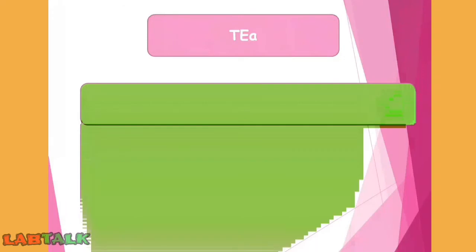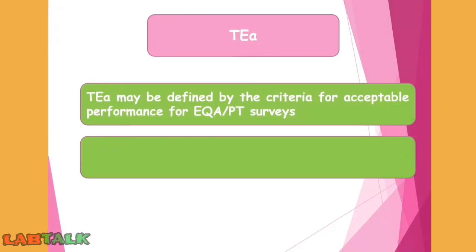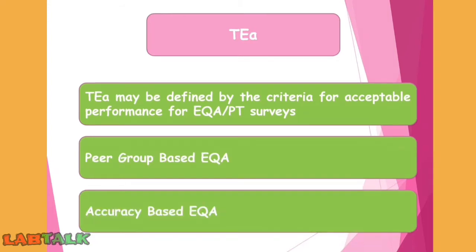First of all, let us see the total allowable error. Total allowable error may be defined by the criteria for acceptable performance for EQA or PT surveys. So the total allowable error values can be directly collected from the EQA surveys or proficiency testing surveys. It can also be collected from peer group based EQA data or accuracy based EQA data. At the end of the EQA report, the proficiency testing program defines the total allowable error, which will be used for the calculation of sigma metric.